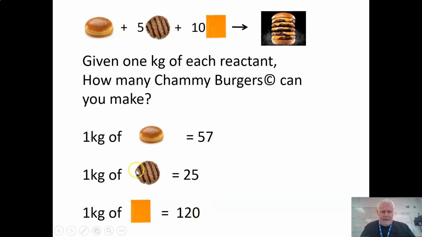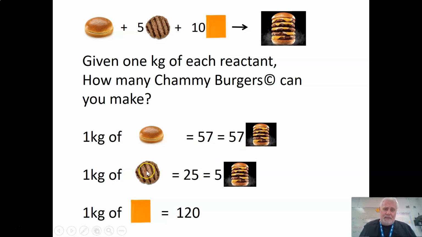Well, so when you look at this, you have to do some even further calculations. So you want to kind of go on the other side and say, well, how many burgers would that make? If it was just the bun, you could make 57 Chammy burgers. You only need 1 bun per burger. If it was just the patties, you need 5 per. You only have 25. You can make 5 burgers. And if it was the cheese at 10 a pop, you could make 12 burgers.